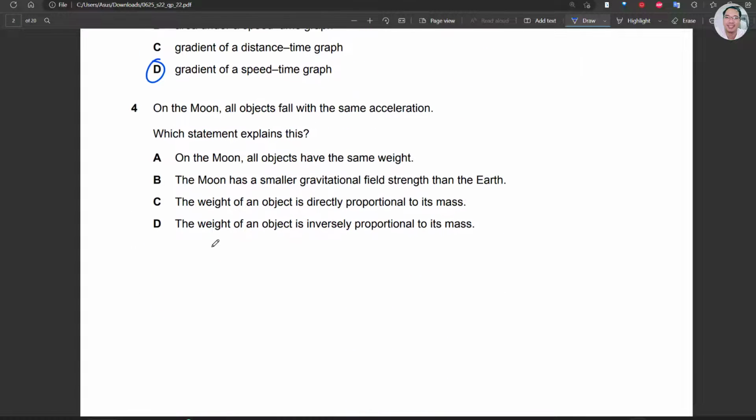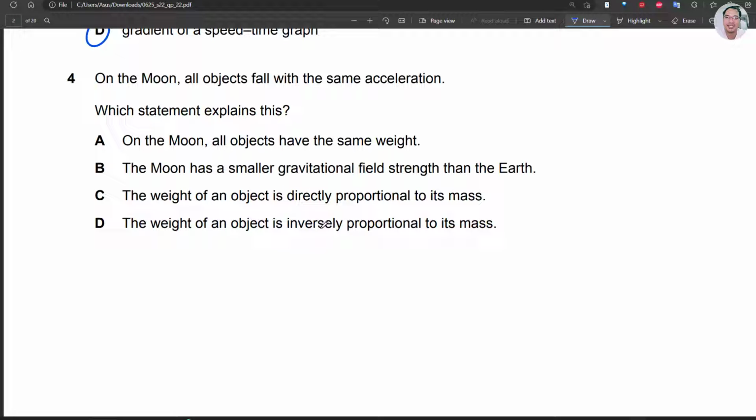On the Moon, all objects fall with the same acceleration. Which statement explains this? I think it's D. No, it is C. Oh wait, no. The weight of an object is proportional to the mass multiplied by the free fall acceleration, the field strength. On the Moon, the field strength is about 1/6 of the field strength on Earth. Okay.